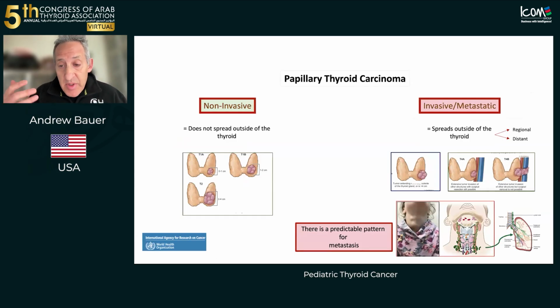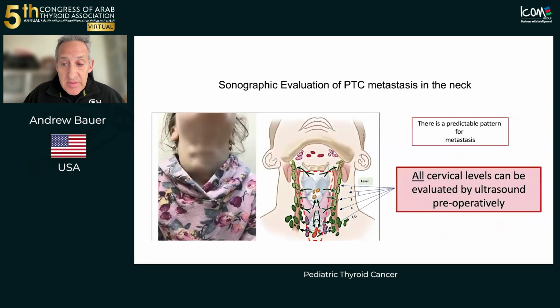The one thing that we always talk about in pediatrics, and I try to emphasize, is that there really is a predictable pattern for lymph node metastasis. So level 6 to 7, and then into the lateral neck, levels 2, 3, 4, and 5 rarely. And patients with lateral neck metastasis have an increased risk of hematogenous metastasis to the lungs.